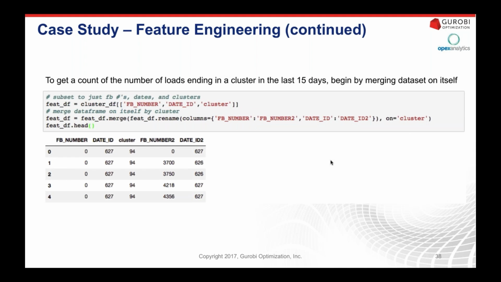So our next step is to join the data frame back on itself using the cluster column. What we'll get here is essentially a pairing, a tuple of every pair of freight bill numbers that existed in the same cluster. So you can see that what we'll do after that, if we're looking for, say, in this case, a count of the number of loads ending in a cluster in the last 15 days, is, after we perform this merge, which is similar to a join function if you're familiar with SQL, we'll need to then filter based on the date ID column. And so we'll see that in the next slide.